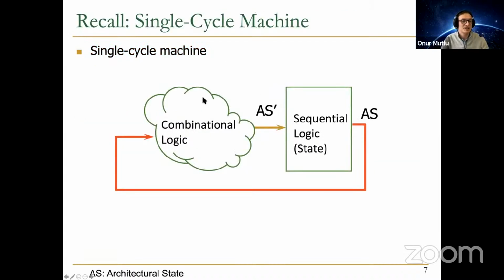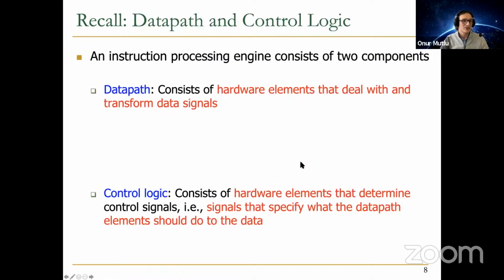And recall, this is the representation of our single cycle machine. Basically, there's sequential logic registers that represent the architectural state, and combinational logic acts on it to produce architectural state prime for the next cycle, essentially. And each cycle processes an instruction. And recall, we also discussed what is data path and control logic. So this should be very clear by now. In the last lecture, we said that an instruction processing engine consists of 2 components. And if you want to design a single cycle machine, you first design the single cycle data path and add the control signals that are necessary to control that data path, and then design the control logic. Basically, these 2 components are data versus control.